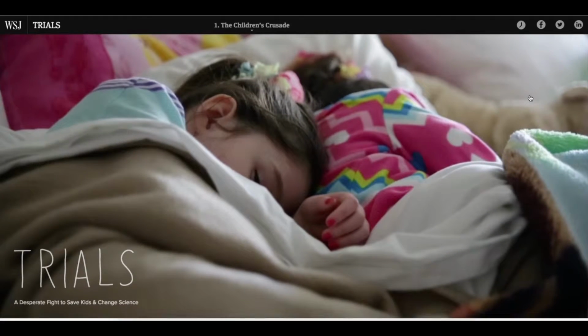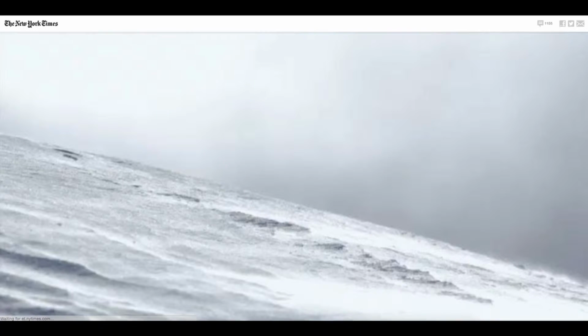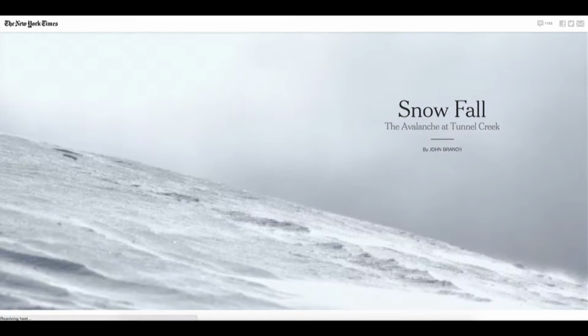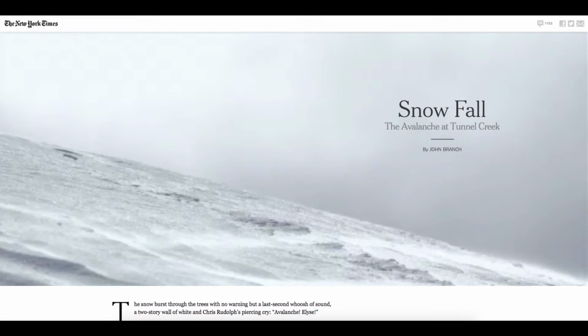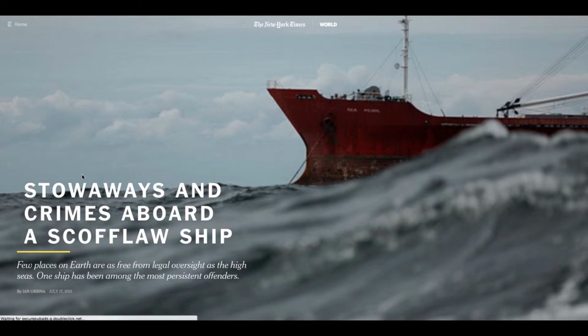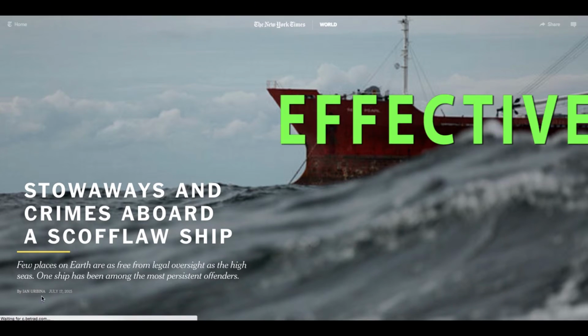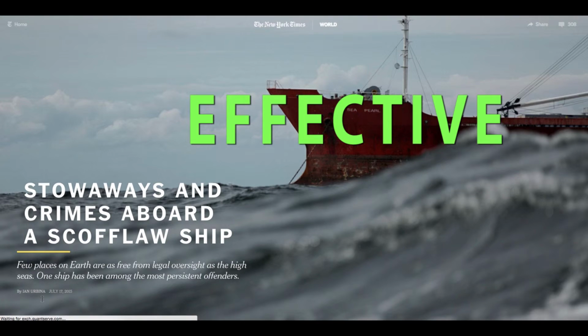Contextually, The Outlaw Ocean is part of a recent trend in journalism toward online multimedia exclusives, such as Trials by the Wall Street Journal and the most famous of the group, Snowfall by the New York Times, the same implicit author as The Outlaw Ocean, which wowed the online community when it came out in 2012. The Outlaw Ocean does an extremely effective job communicating about lawlessness on the high seas and is, overall, one of my favorite multimodal texts.